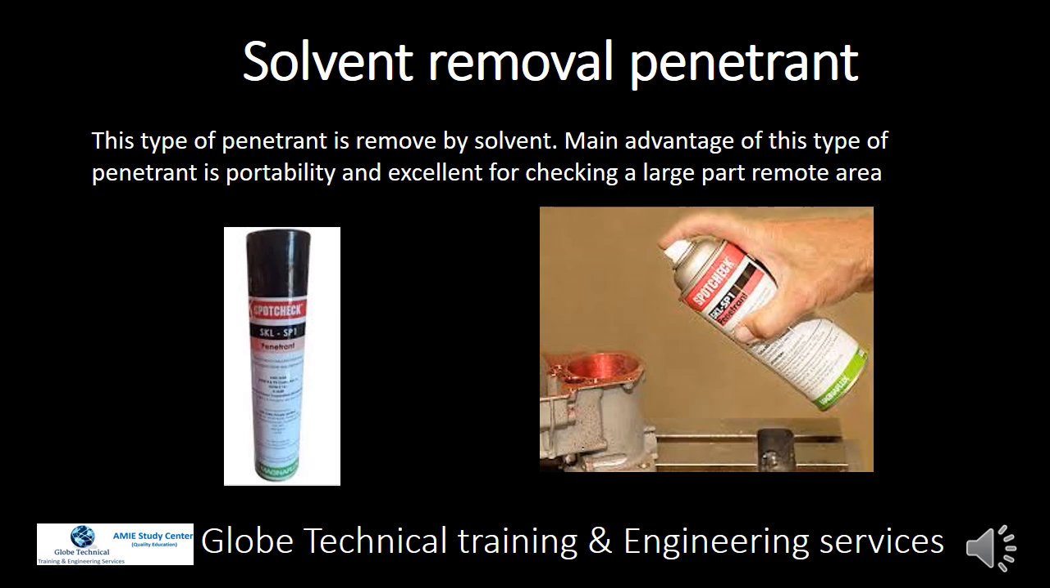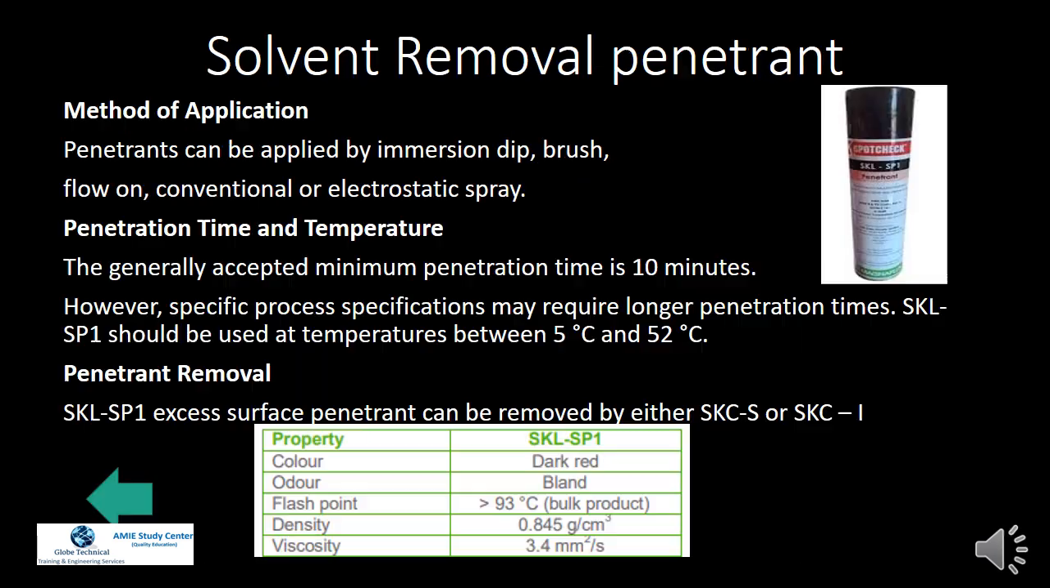Solvent removal penetrant. This type of penetrant is removed by solvent. The main advantage of this type of penetrant is portability, and it is excellent for checking a large part. Method of application: penetrants can be applied by immersion dip, brush, flow-on, conventional or electrostatic spray.